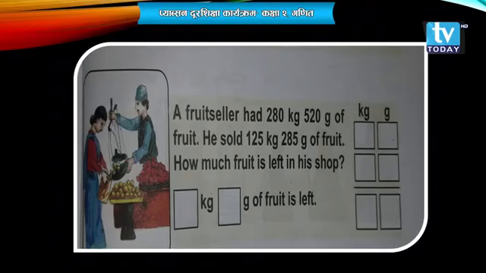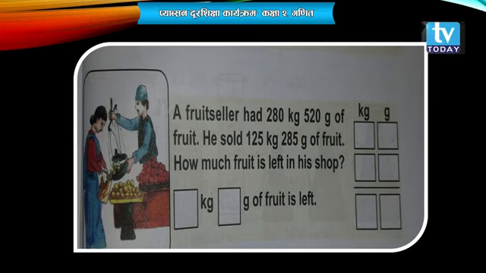So, let's have another last question of word problem for you. Okay, what is that questions? Do you know? Let's have a look over here. A fruit seller had 280 kg 520 gram of fruit. He sold 125 kg 285 gram of fruits. Now then tell me students, how much fruit is left in his shop?